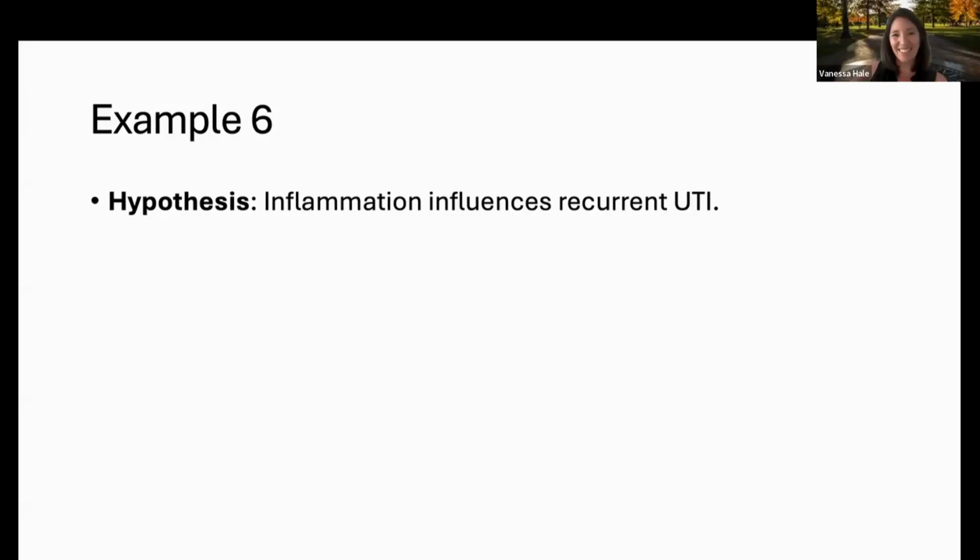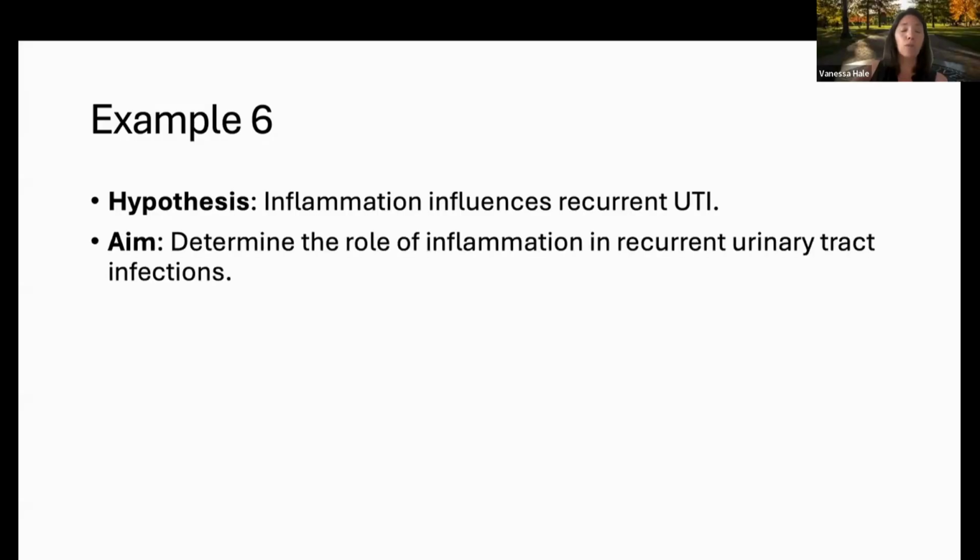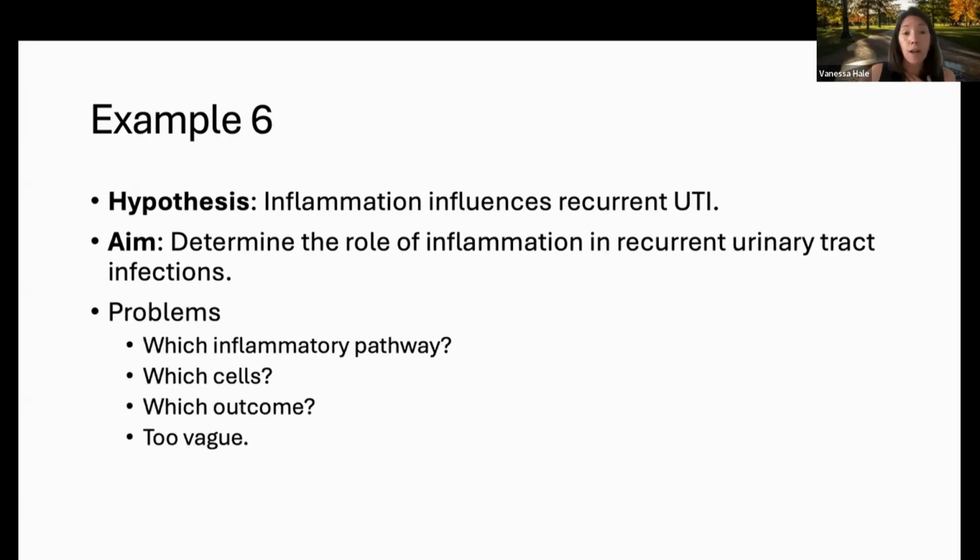Thanks. There's not really an indication of mechanism, if that makes sense, and also influences is really broad. Yeah, we were talking about how it could be a little more specific and directional in what it's trying to measure. Excellent. Determine the role of inflammation in recurrent urinary tract infections. There are many inflammatory pathways, but it didn't provide specifics on what kind of inflammation might influence recurrent urinary tract infection or how. So which cells, which outcome. Again, even though we're getting some more specific words here, it's still a little bit too vague.